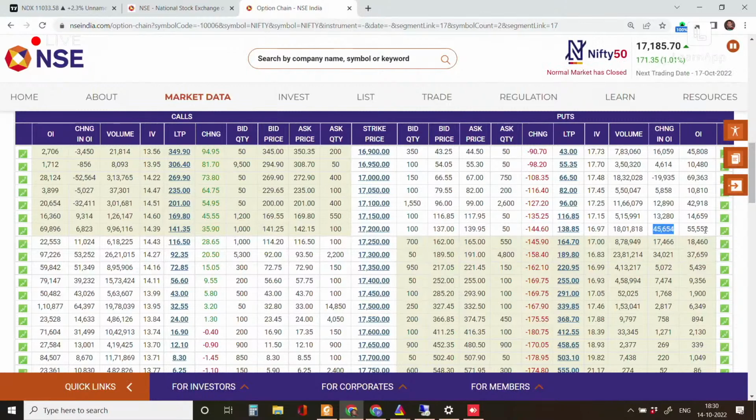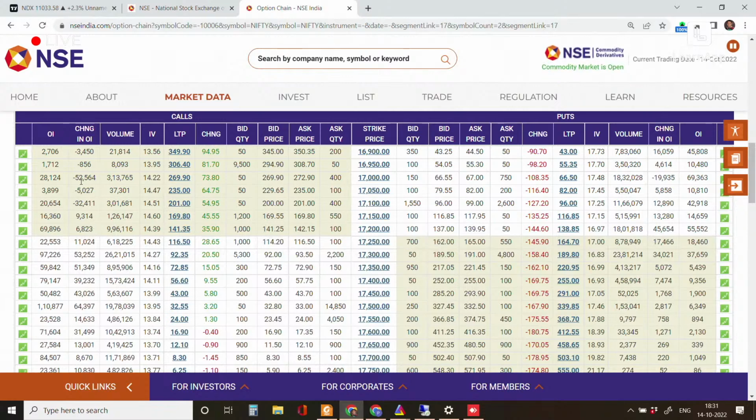And you need to note a few things. 17,500 on the call side had the maximum change in open interest. All right. On the put side, 17,200 had the maximum change in open interest. So you need to keep this in mind. One is 17,200 and the other level is 17,000. These two levels had maximum change in open interest. So this is one thing.